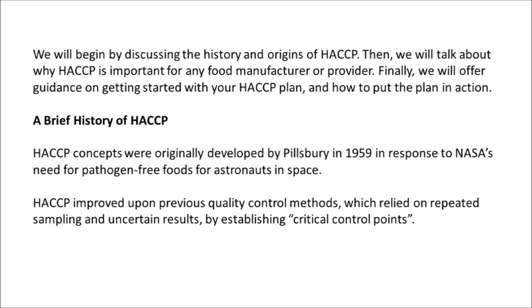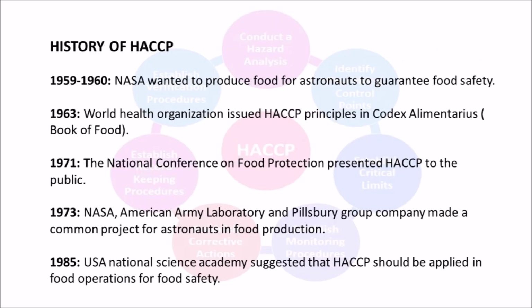So the history: 60 years ago, NASA wanted to produce food for astronauts. How did it start? Because they wanted to provide food for astronauts to guarantee food safety. And on top of that, 3 years later, in 1963, WHO issued the HACCP principle in Codex Alimentarius. This is the food guideline, the code, or food book, Codex.